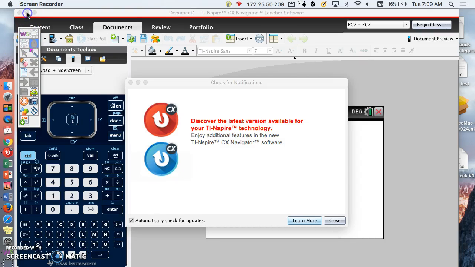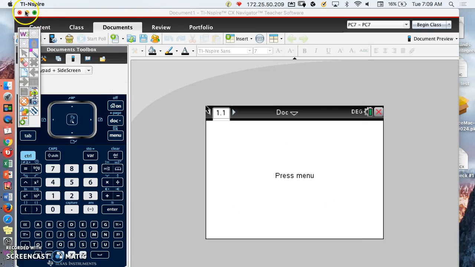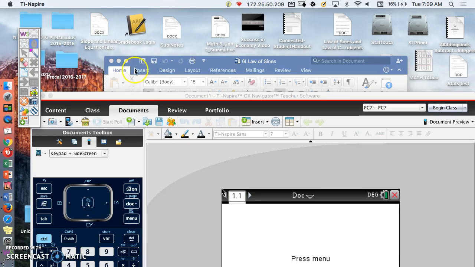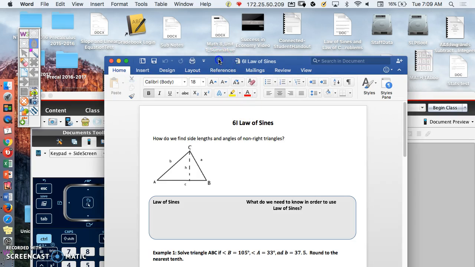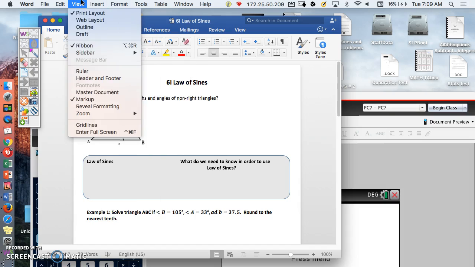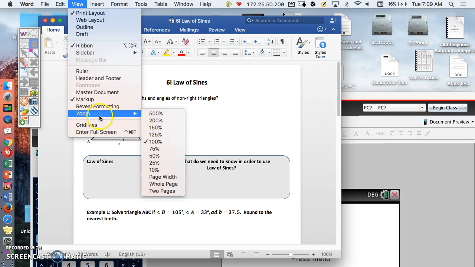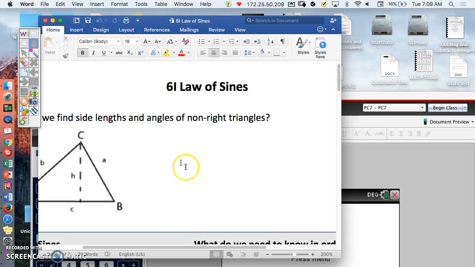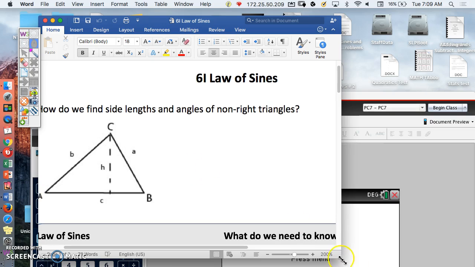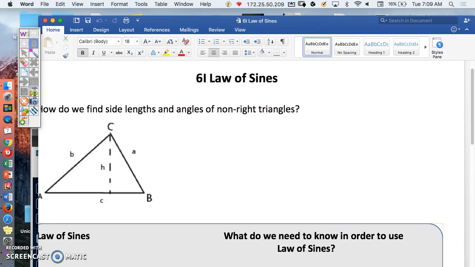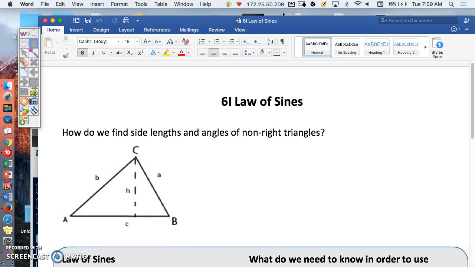So today we're going to take a look at, let me close this here, see if we can get to what we're going to look at. We are going to take a look at law of sines. So let's make this a little larger. We're going to take a look at some non-right triangles because we can't use SOHCAHTOA on non-right triangles.